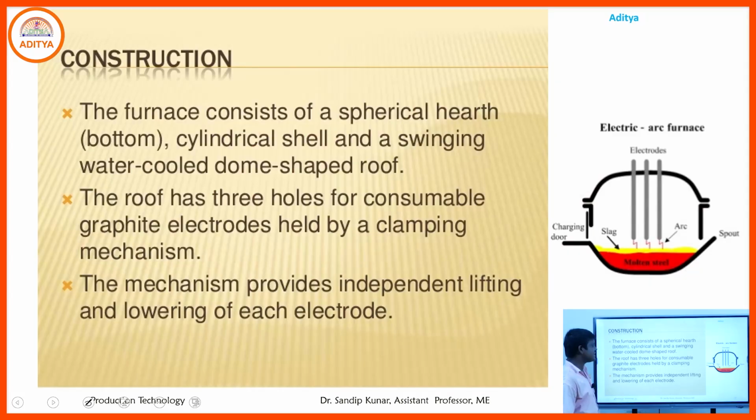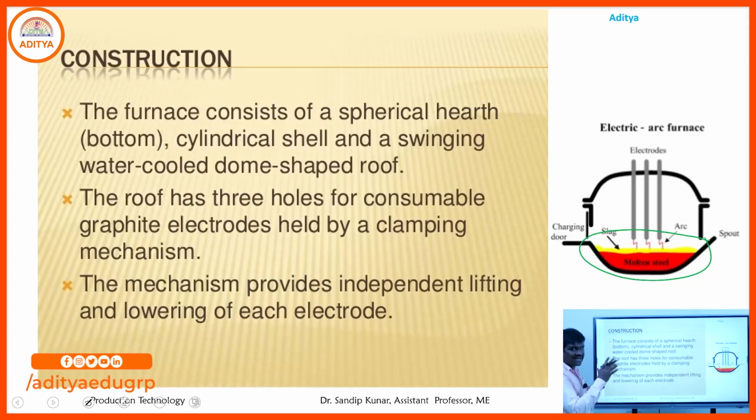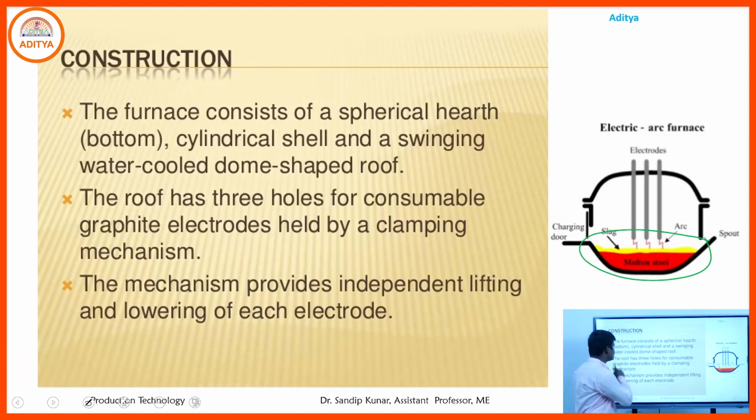What is the construction of an electric arc furnace? The furnace consists of a spherical hearth and a cylindrical shell, and there is also a swinging water cooled dome shaped roof. The water cooled dome shaped roof is there for cooling purposes. The roof has 3 holes for holding the graphite electrodes.